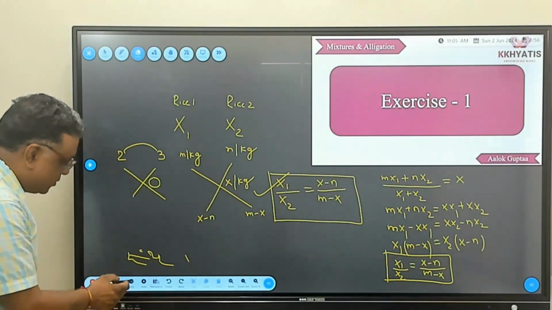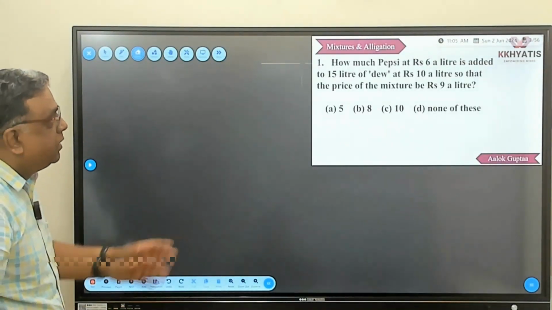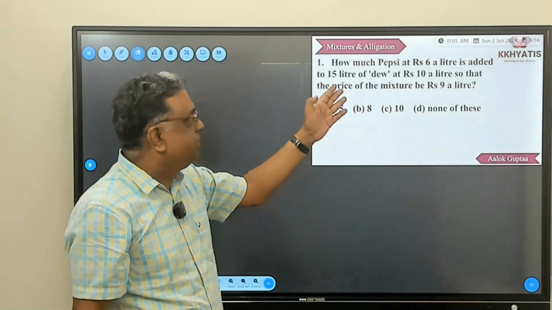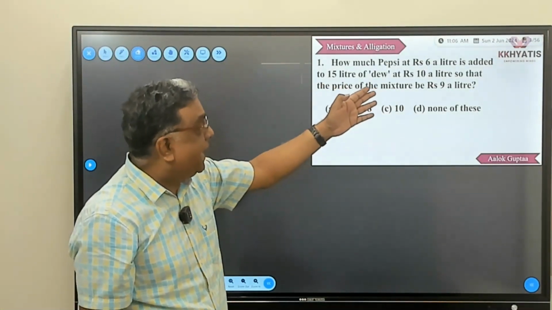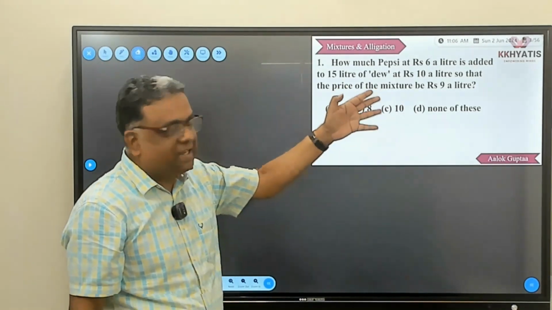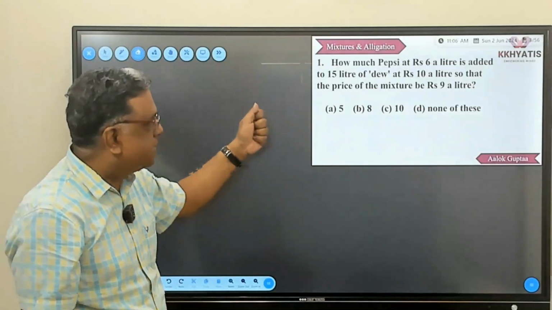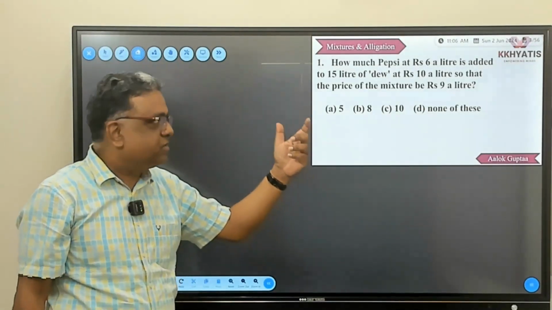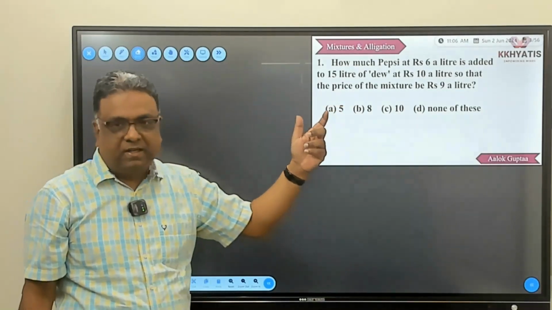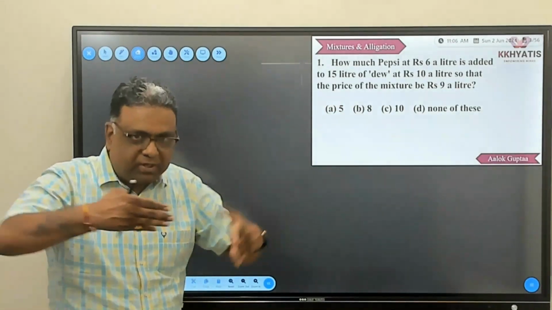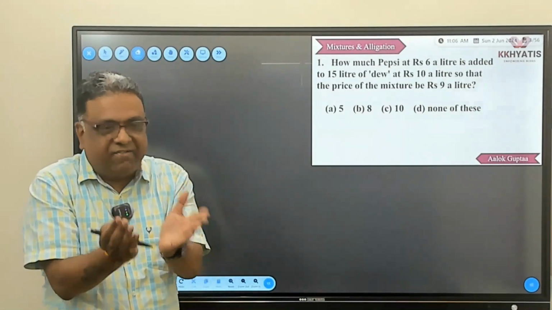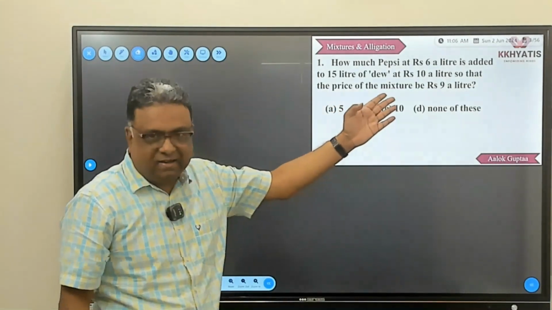The first question goes: how much Pepsi at rupees 6 a liter is added to 15 liters of Dew at rupees 10 a liter so that the price of the mixture is rupees 9 a liter? Let's try to understand what has been asked. Pepsi costs rupees 6 per liter and Dew costs rupees 10 per liter. Now they are both mixed and we get a mixture whose average cost is rupees 9 a liter.